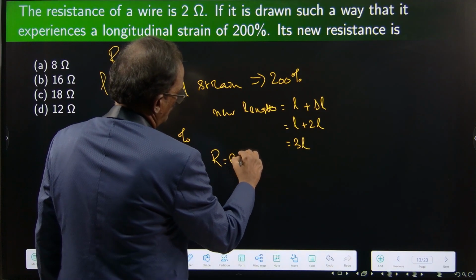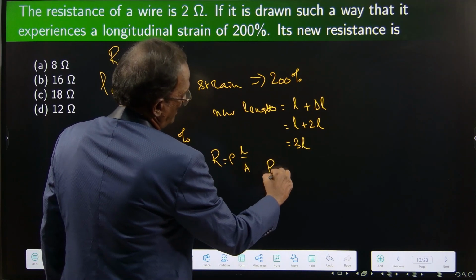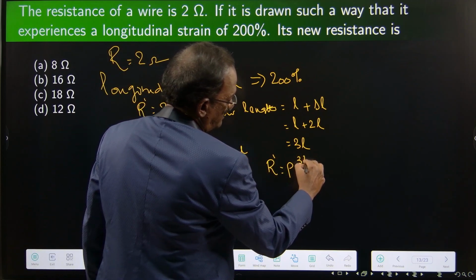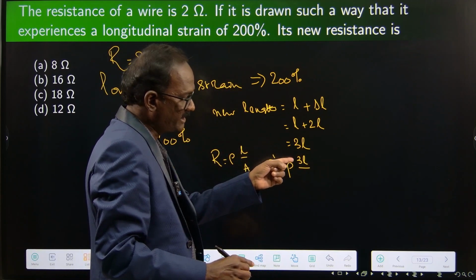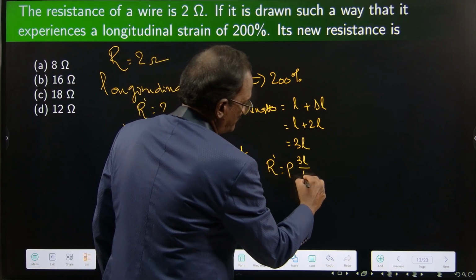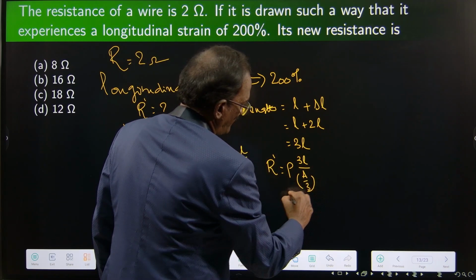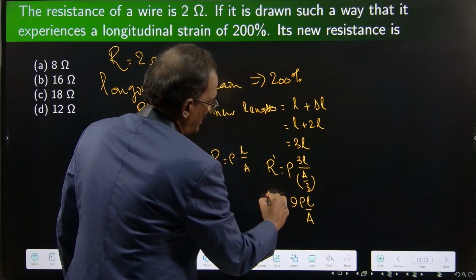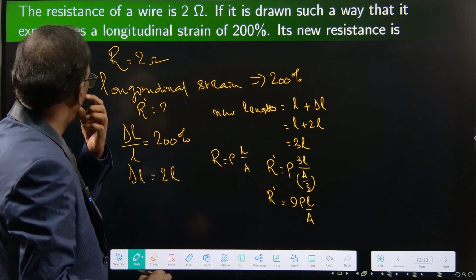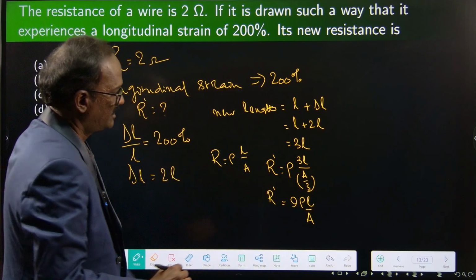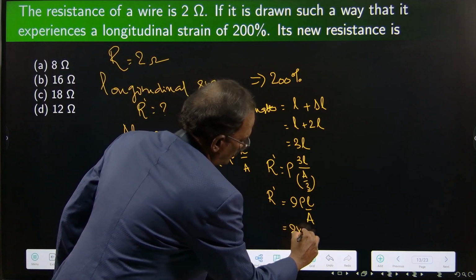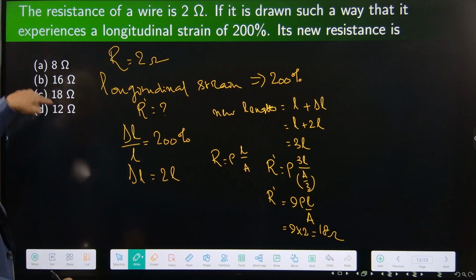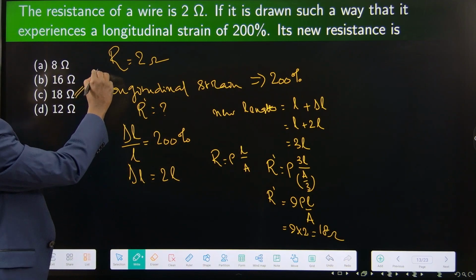R is equal to rho L by A. R dash is equal to rho L dash by A dash. L dash is 3L. A dash, 3 times it is more, so A by 3. So 9 rho L by A is R dash. Originally it is 2 ohms. So 9 into 2, 18 ohm is the answer. New value is 18 ohms.